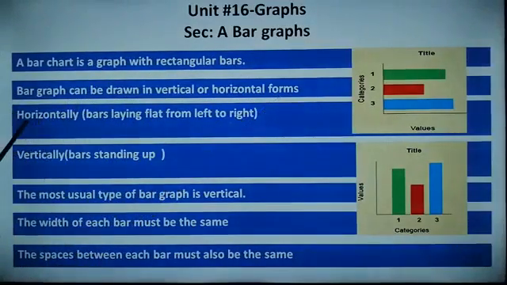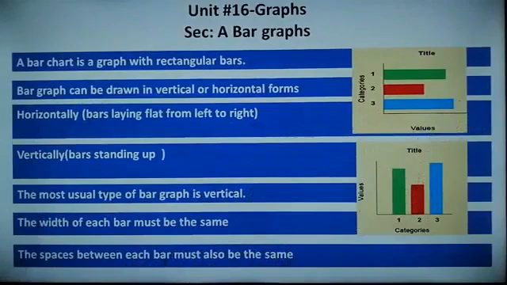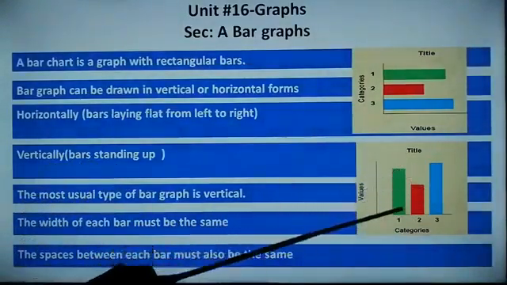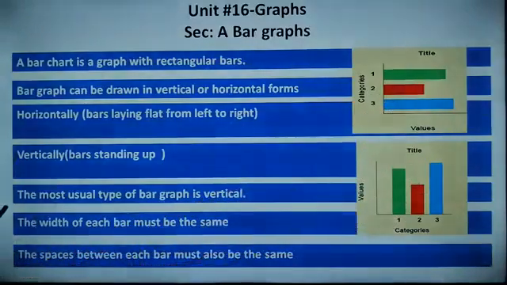What does horizontal mean? Horizontal means the bars laying flat from left to right. Can you see the bar here? It is from left to right. It is laying. Okay. The next one, vertically. Vertically also we can make the graph. That means the bars standing up. These are the vertical bar graphs. You can check the difference between horizontal and vertical. The most usual type of bar graph is vertical. Always we are choosing this one, vertical bar graph.